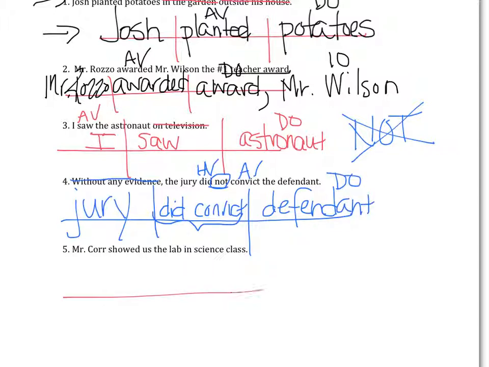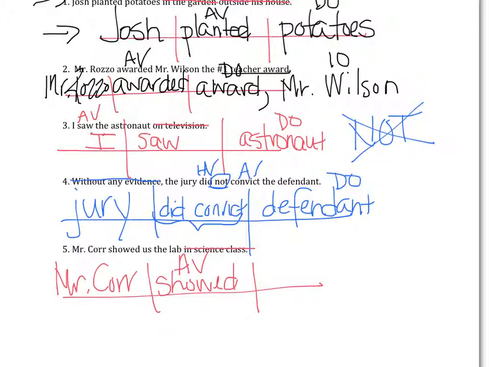All right, for the last one, Mr. Core showed us the lab in science class. Prepositional phrase, in science class. Verb, showed. It's an action verb. Who showed? Mr. Core showed. He's our subject. Action verb.